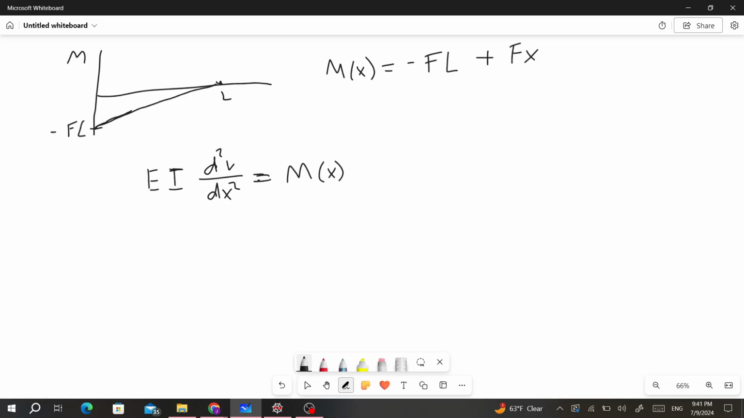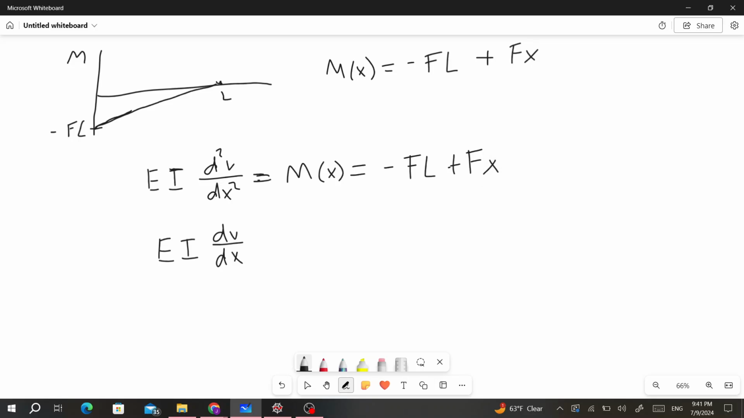And then we can go ahead and take integration. So we'll integrate this equation once, and that will give us EI dv dx. Before we integrate, sorry, I failed to write out our expression for the moment here on this first line. So we have EI d squared v dx squared equals the moment M of x, which is equal to minus FL plus Fx.